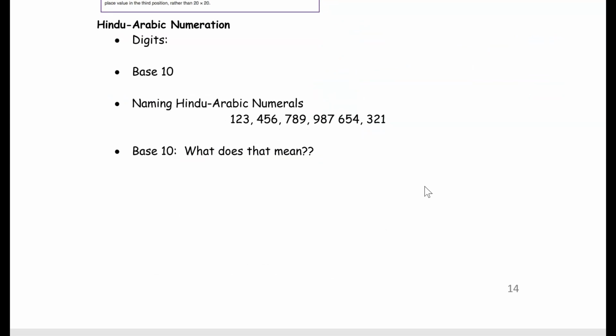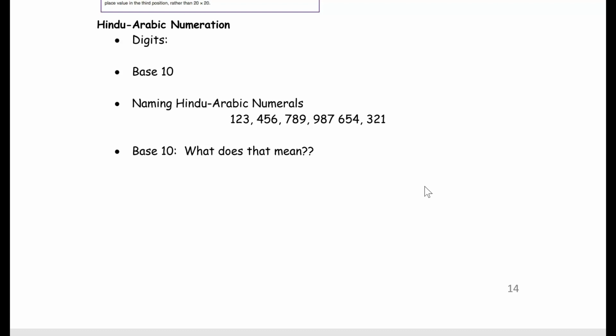So the system we use today is called the Hindu-Arabic system. The system originated in India in the 6th or 7th century. It was introduced to Europe by Middle Eastern mathematicians, and it really paved the way for algebra. So once this was introduced, those other systems started to get smaller, and they were used less frequently, and then eventually this took over.